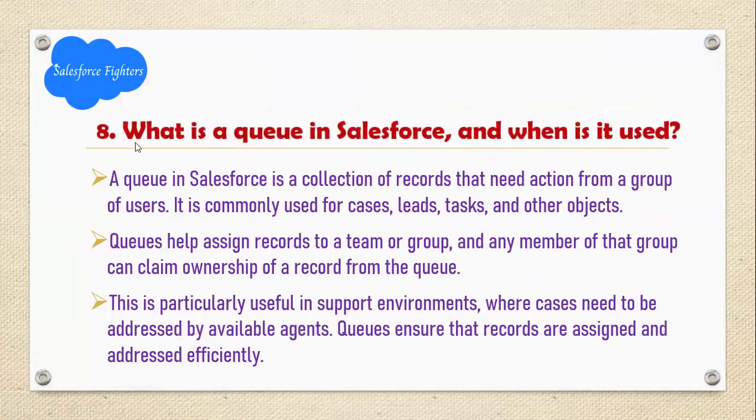Next question. What is a queue in Salesforce and when is it used? A queue in Salesforce is a collection of records that need action from a group of users. It is commonly used for cases, leads, tasks, and other objects. Queues help assign records to a team or group, and any member of that group can claim ownership of the records from the queue.